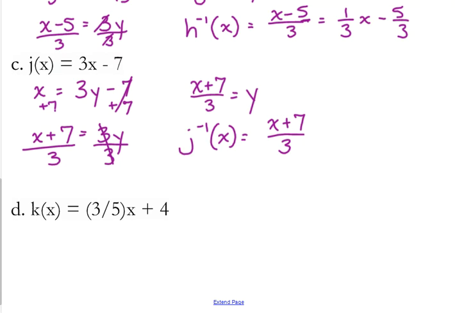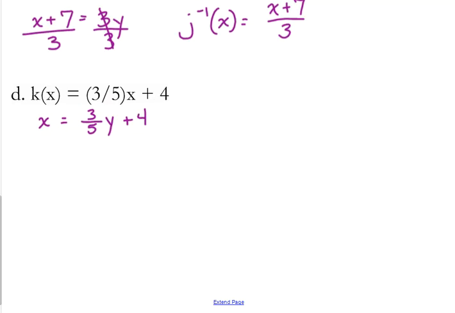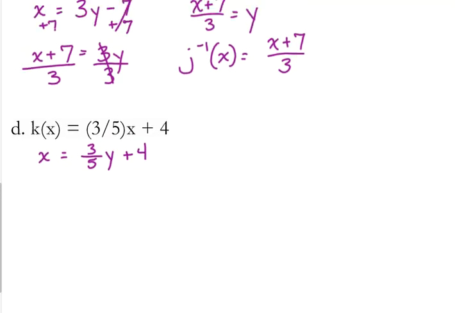Okay, let's do one more function here. K of x is equal to 3/5 x plus 4. So x is equal to 3 over 5 y plus 4. What do we do first? Subtract 4. x minus 4 is equal to 3 over 5 y. Now, what do we need to do to get y by itself?